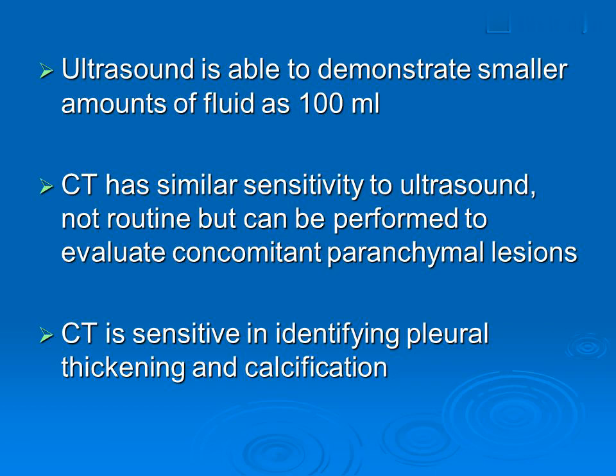Ultrasound is able to demonstrate smaller amounts of fluid, as little as 100 milliliters. CT has similar sensitivity to ultrasound. It is not routine but can be performed to evaluate concomitant parenchymal lesions. CT is sensitive in identifying pleural thickening and calcification.